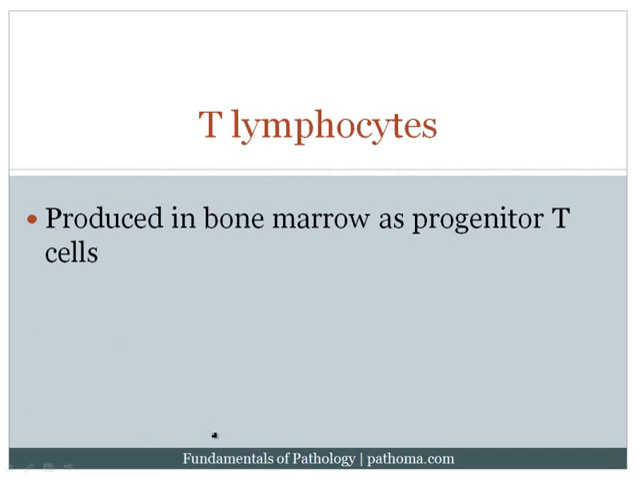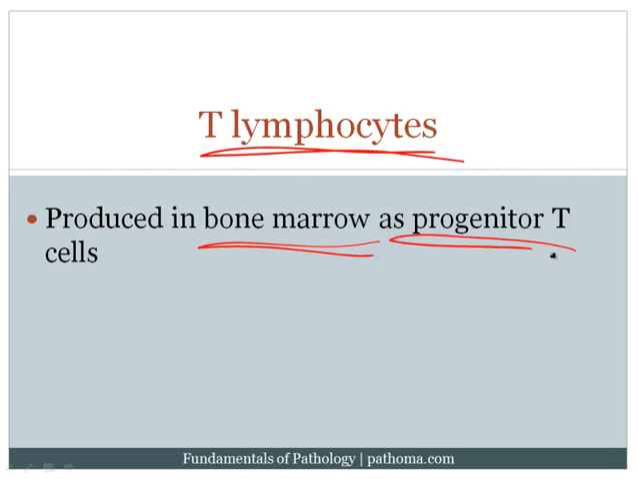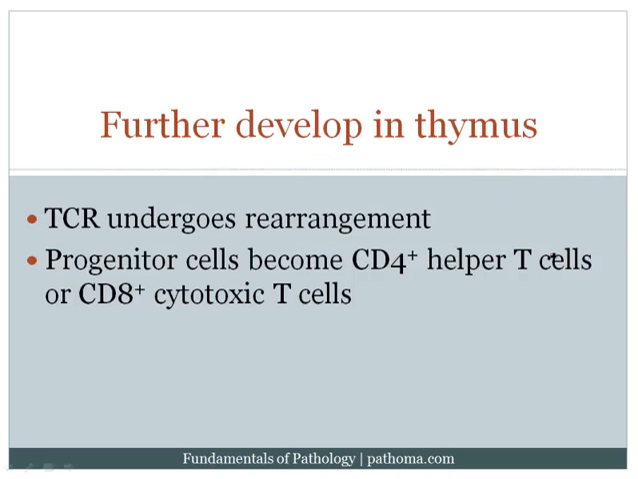Remember that lymphocytes can be divided into T cells and B cells. I want to give you a little bit of an immunology review here so that it'll be easier to discuss some of the diseases that I want to talk about. So let's start with T cells. T cells are made in the bone marrow. They're born as progenitor T cells, and after they're born, they go to the thymus to receive education.